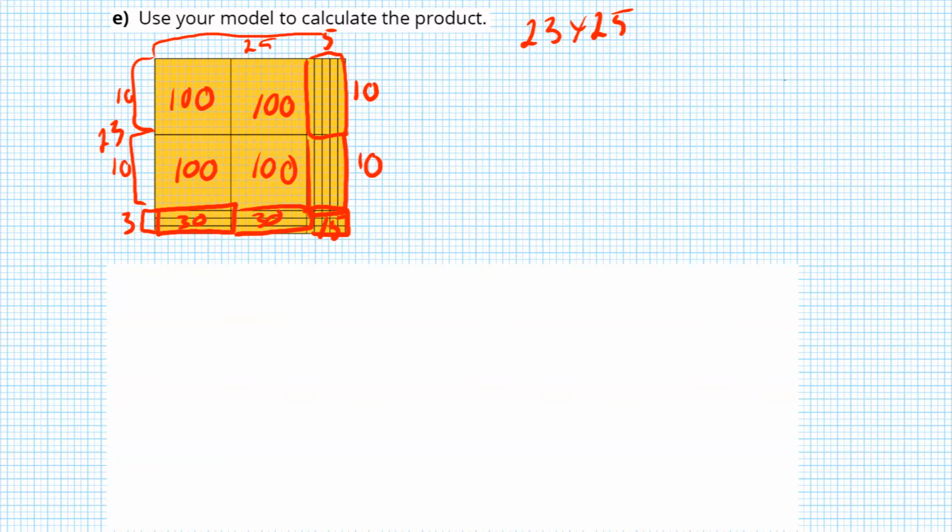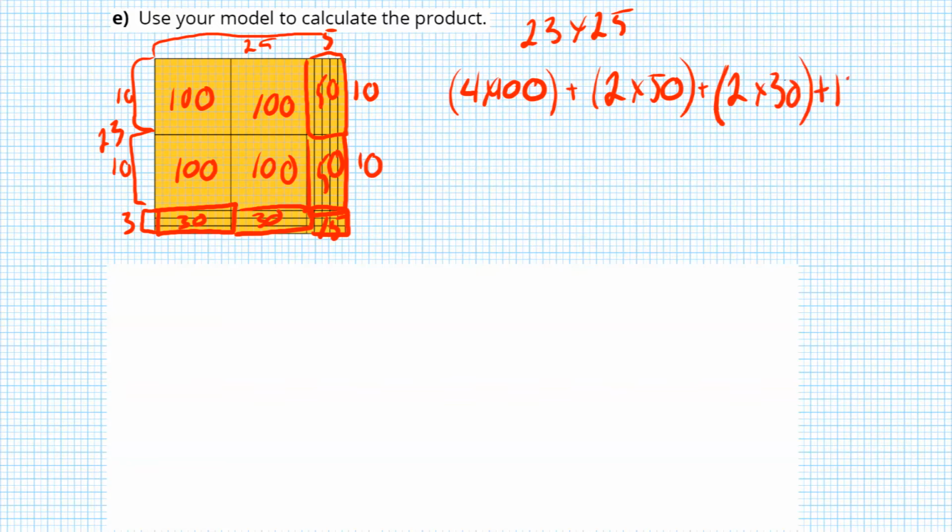We can now add everything up. So we've got 4 times 100, 400. Then we've got these 2 blocks, which are both 50 each, 5 times 10. So we've got 2 times 50. Across the bottom we have, that's a bracket, 2 times 30. And then plus the final 15. So that's 400, plus another 100, plus 60, plus 15, which is equal to 575.